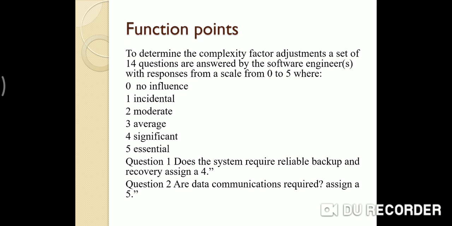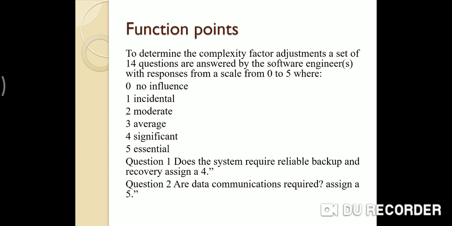Now, out of those 14 questions, if we take 2 questions for our consideration: does the system require reliable backup and recovery? Here I have assigned the fourth scale, that is significant, because a critical system obviously requires reliable backup and recovery, right? Then the second question, is data communication required between the components? Then I have assigned the fifth scale, that is essential, because there is communication between various components of the system over different databases, so it is essential, right? So I have assigned the fifth scale.